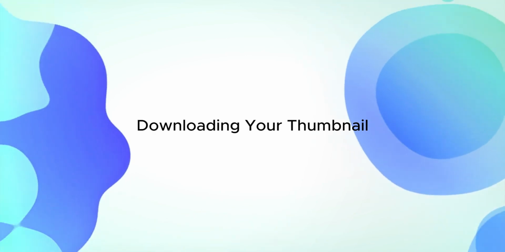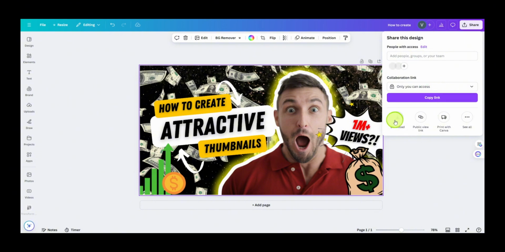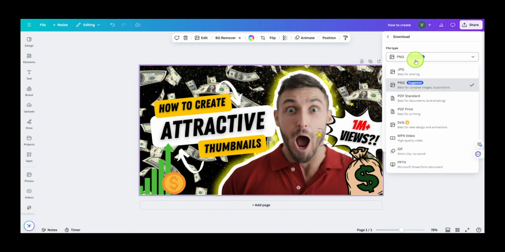Downloading your thumbnail. Click Share and select Download. Choose PNG for optimal quality and save your thumbnail.